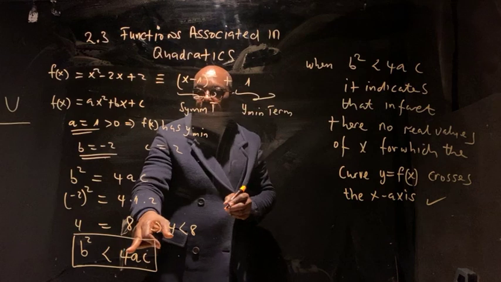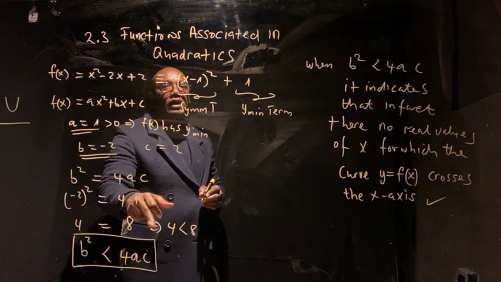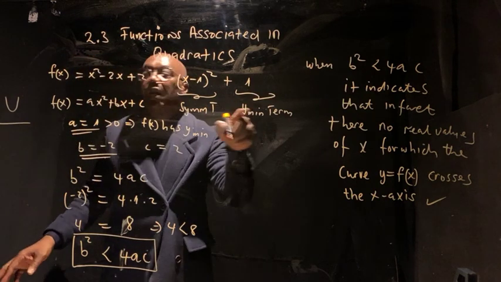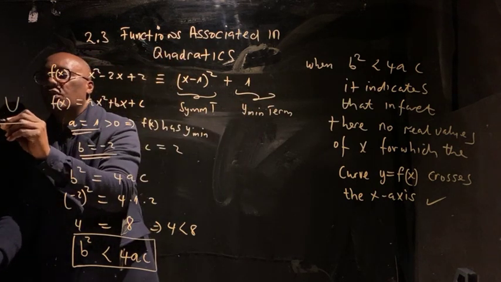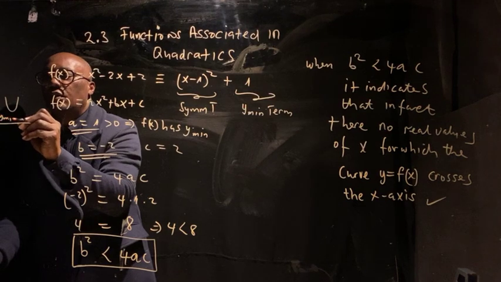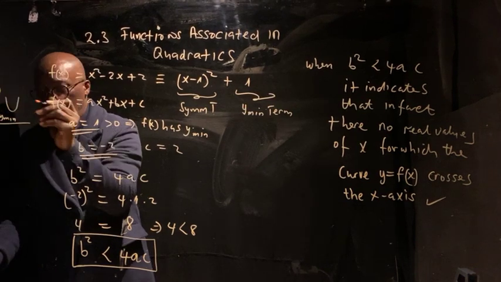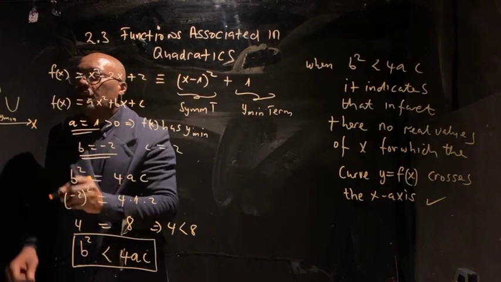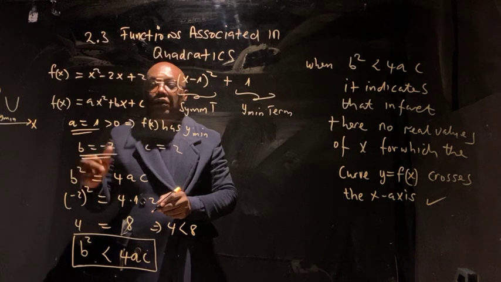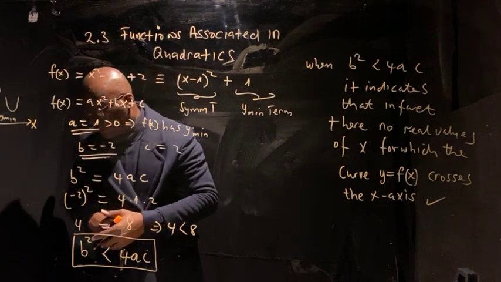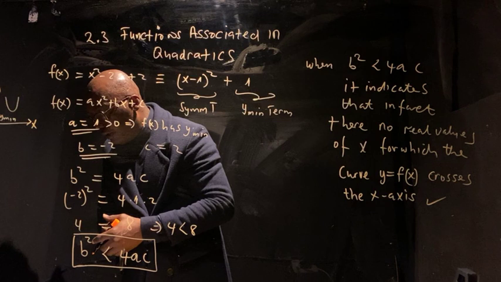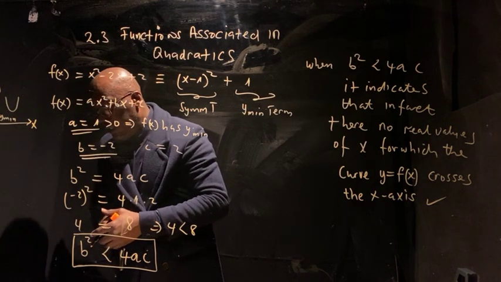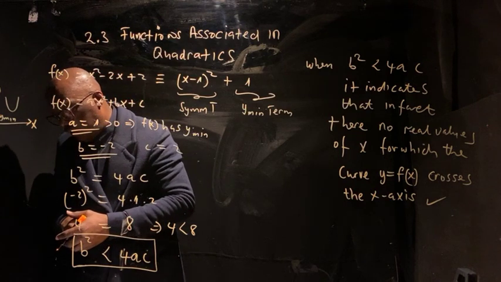The discriminant has verified that in fact the curve will never cross the x-axis. And this one that I explained to you here, this is y minimum, being equal to 1. The graph indicates that the curve doesn't cross the x-axis. Good. Hence, explain why f of x is greater than 0 for all values of x. Find the minimum value of f of x.